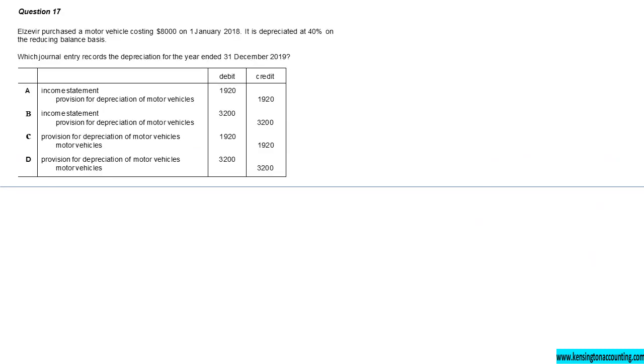Question 17 is about depreciation using the reducing balance method. So a trader purchased a motor vehicle costing $8,000 on 1st of January 2018. The depreciation rate for the reducing balance method is 40%. What is the journal entry to record the depreciation in year ended December 2019? So that's December 2019. Therefore, it's the second year, because the first year will be year ended 2018, and the second year will be year ended December 2019.